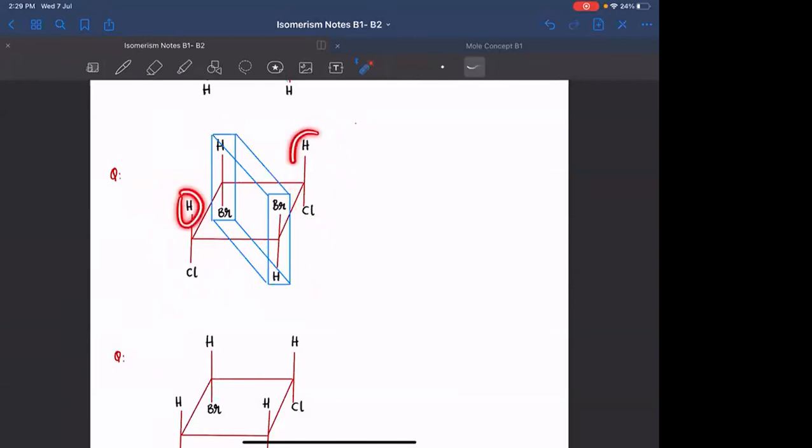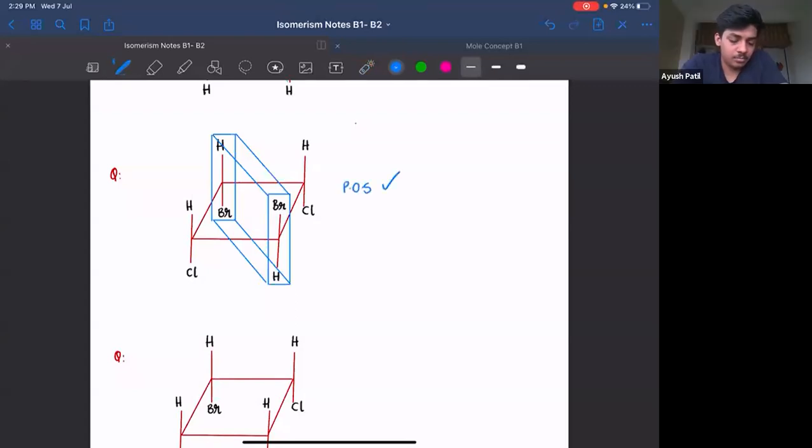यहाँ पे हाइड्रोजन है, यहाँ पे भी हाइड्रोजन है, यहाँ पे Cl है, यहाँ पे भी Cl है. So is there any plane of symmetry? Yes, there is plane of symmetry.